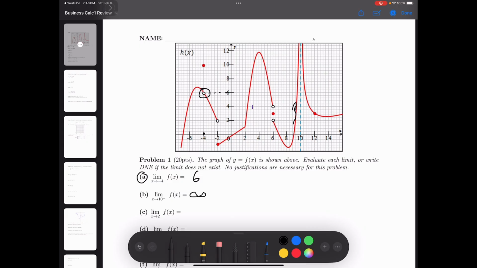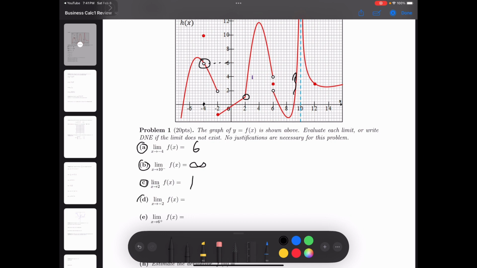Part C is the limit as x approaches 2, so we're done with B, we're on to C. The limit as x approaches 2, and so we go to 2. And we see that the function is approaching the same point from the left and right. It looks like that point is about 1, so we'll put a 1. The limit as x approaches 2 of this function is 1.